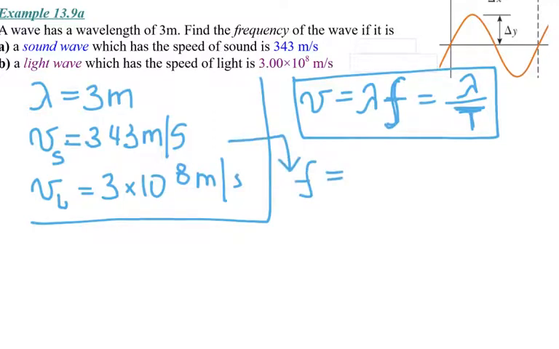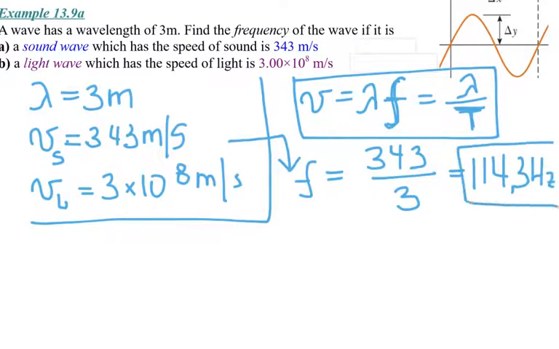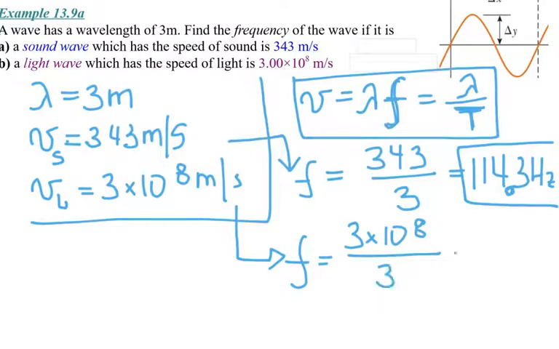And here I can find the frequency for the first one. I have the velocity, which is 343, divided by 3, the wavelength, and I get the frequency of 114.3 hertz. And if I used a different velocity, for the same wavelength but for the light, the frequency would be equal to 3 times 10 to the 8 divided by 3, the wavelength. So that gives me 10 to the 8 hertz. So 10 to the 8 hertz would be the frequency of that electromagnetic wave, because the light wave is part of the electromagnetic spectrum. We're going to be talking about it in future videos.